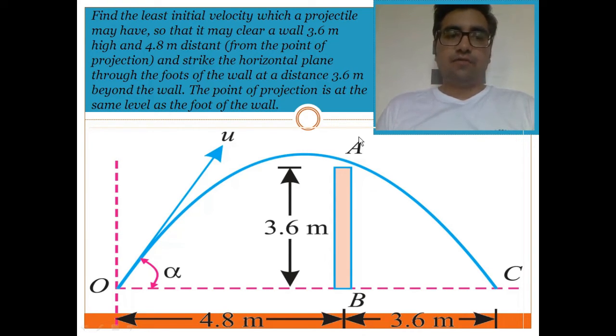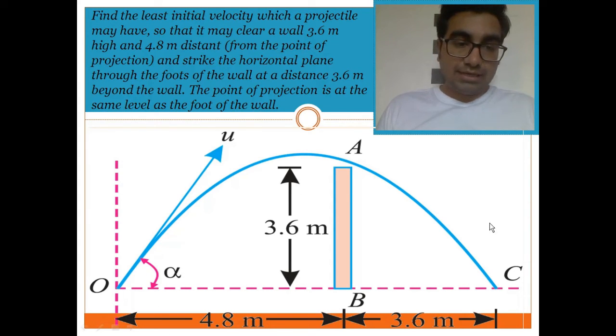It is asked to find the least initial velocity which a projectile may have so that it may clear a wall 3.6 meter high and 4.8 meter distant, and strike the horizontal plane through the foot of the wall at a distance 3.6 meter beyond the wall. The point of projection is at the same level as the foot of the wall. Let's understand that with the help of this diagram.